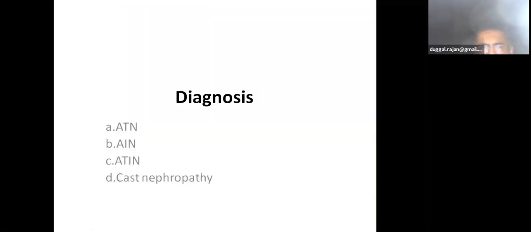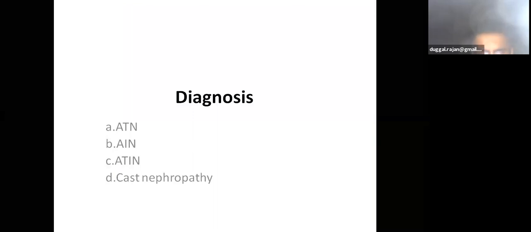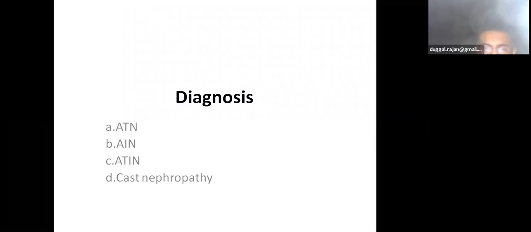So what is your diagnosis? Is it ATN? Is it acute interstitial nephritis? Is it acute tubular interstitial nephritis, or is it cast nephropathy?